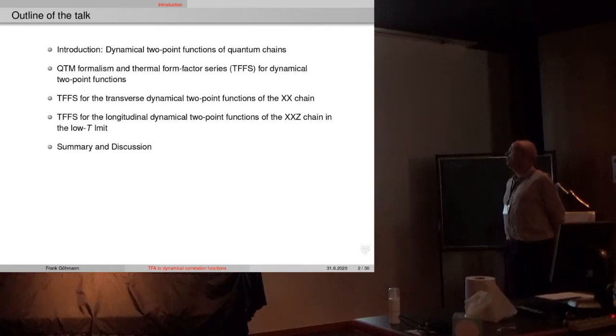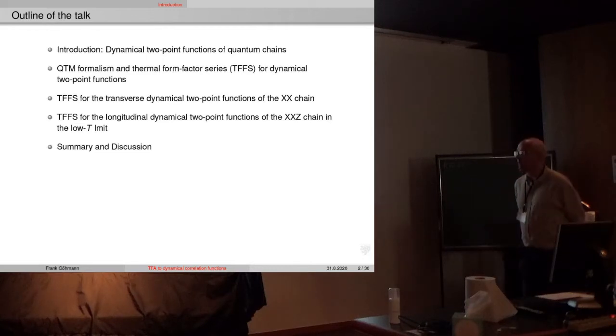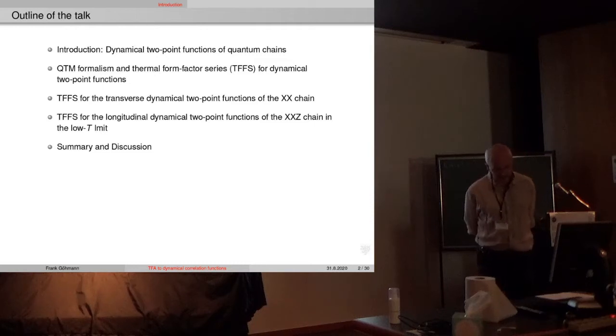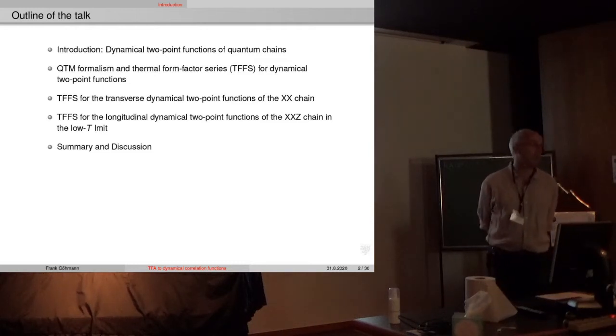I'm giving you some information on what dynamical two-point functions of quantum chains are. I think not everybody is working on many-body quantum systems, so I should repeat that, and this is also useful in order to explain the notation. Then I'll explain what our specialty in this field is. It is called the quantum transfer matrix formalism.